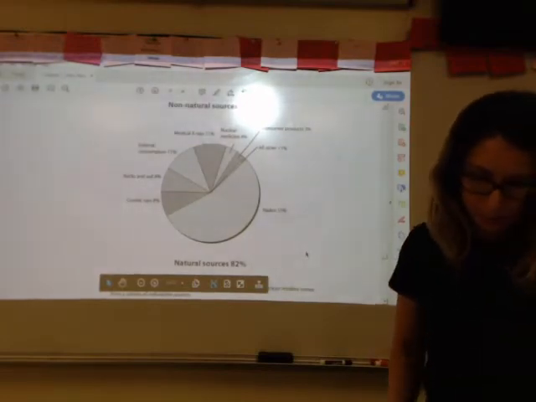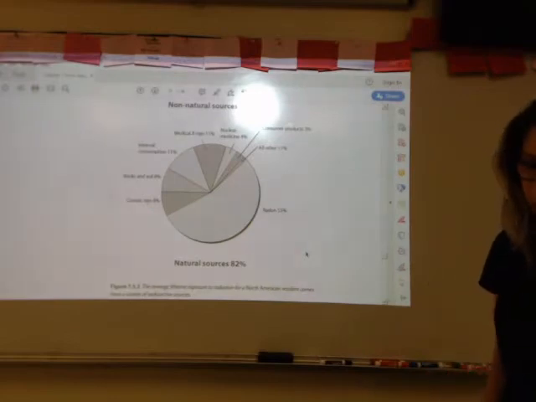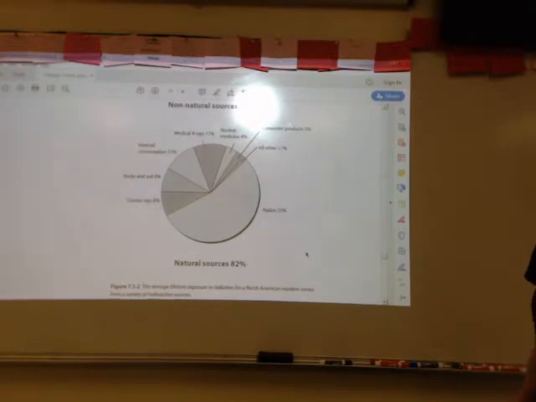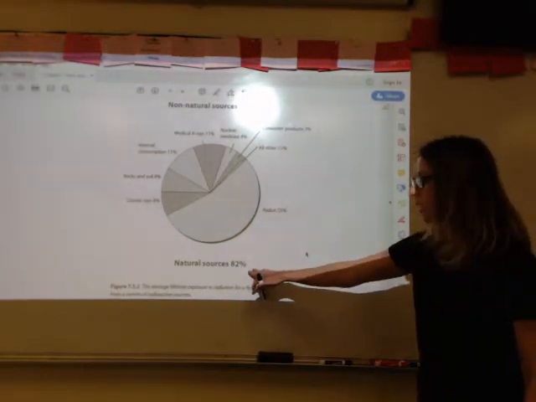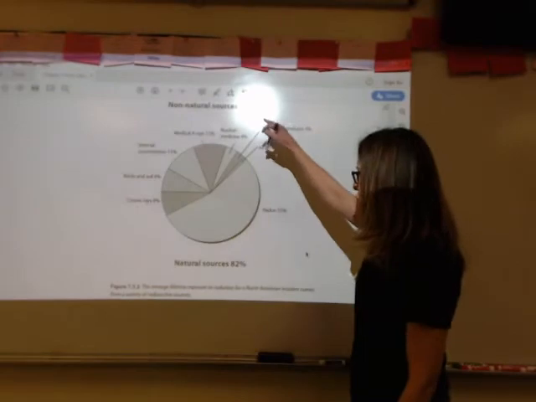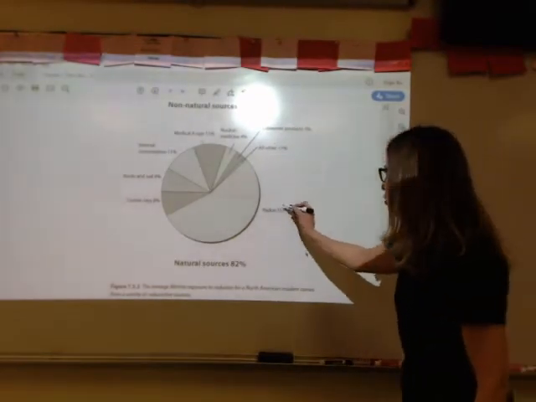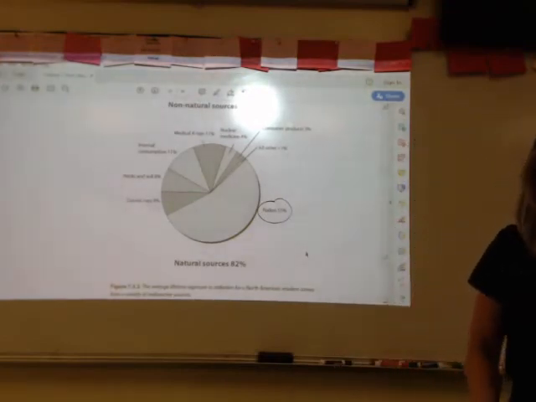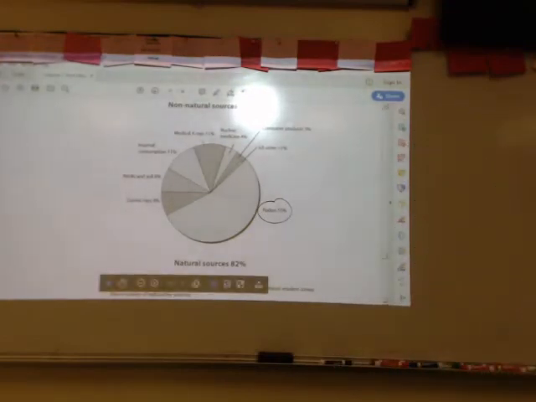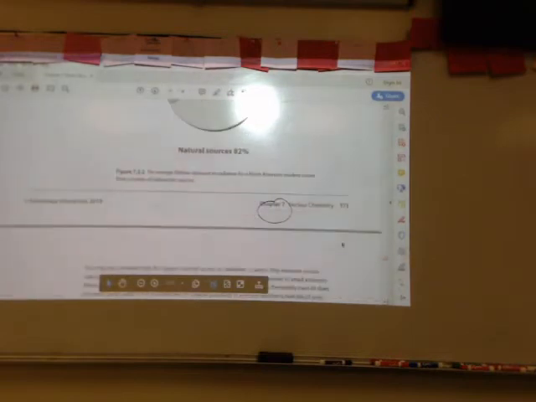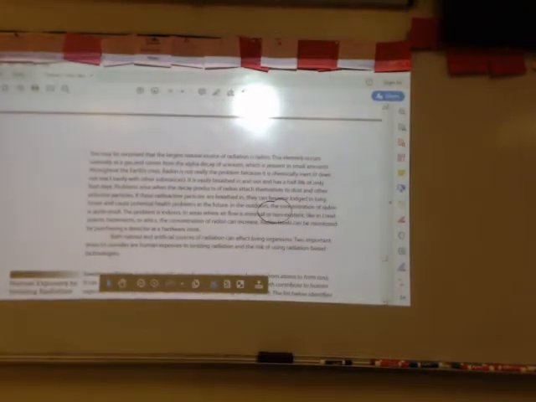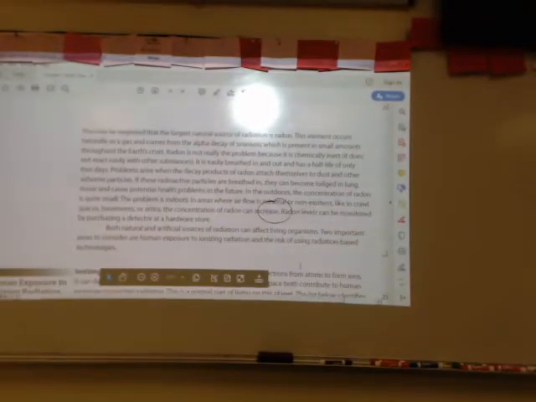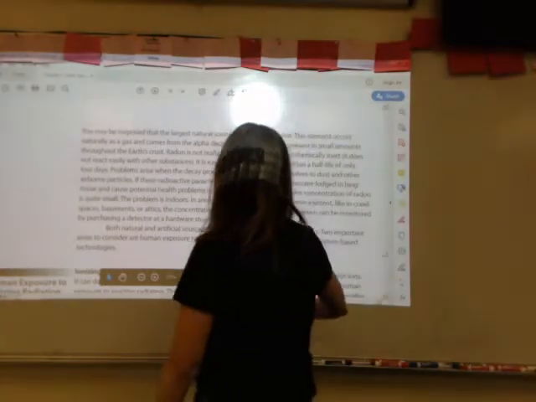Okay, now, this figure summarizes the sources of radiation that a human could possibly be exposed to during a lifetime. For natural sources of radiation, that would be 82%. Non-natural would be 18%. And you'll notice that radon would be the largest natural source of radiation, and this occurs naturally as a gas and comes from the alpha decay of uranium that's present in the Earth's crust.